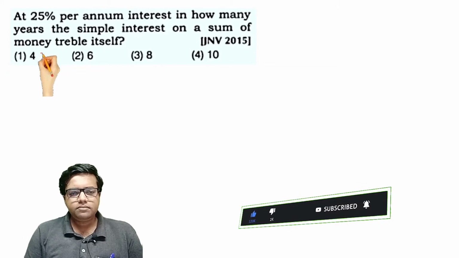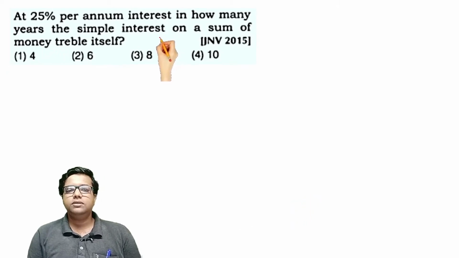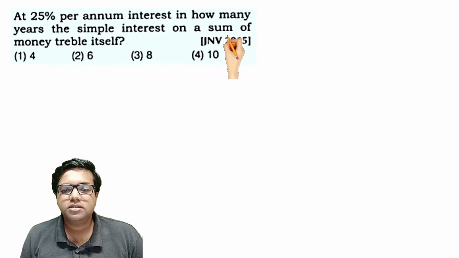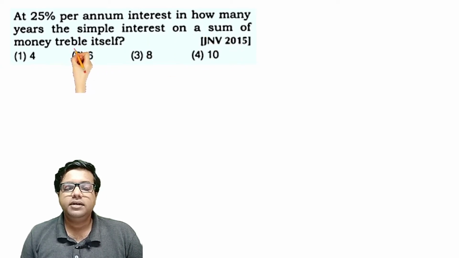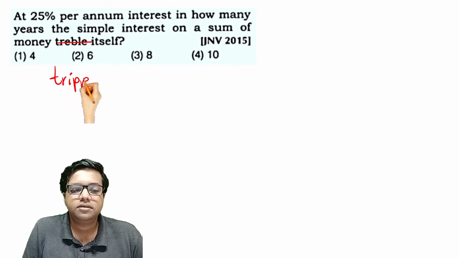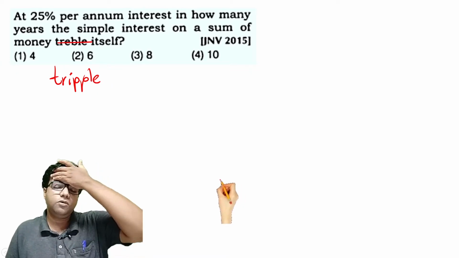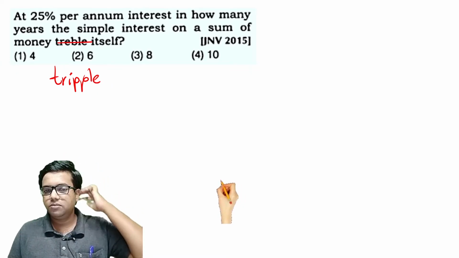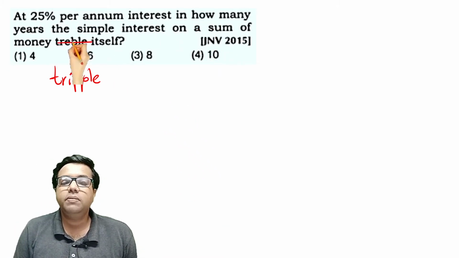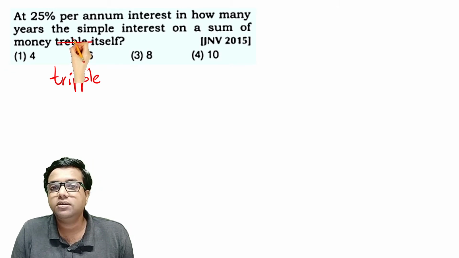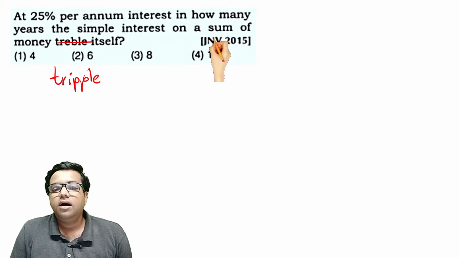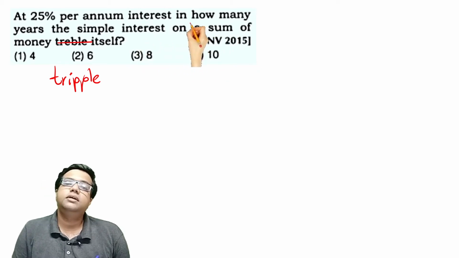Let's move ahead. At 25% per annum interest, in how many years will the simple interest of a sum of money triple itself? It will be 3 times itself. This is more of a conceptual question. So at 25% per annum, they are asking us to find the time: in how many years will the sum of money triple itself.